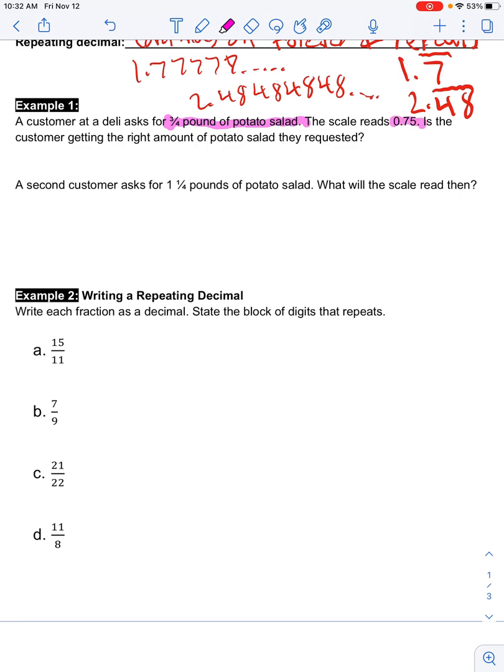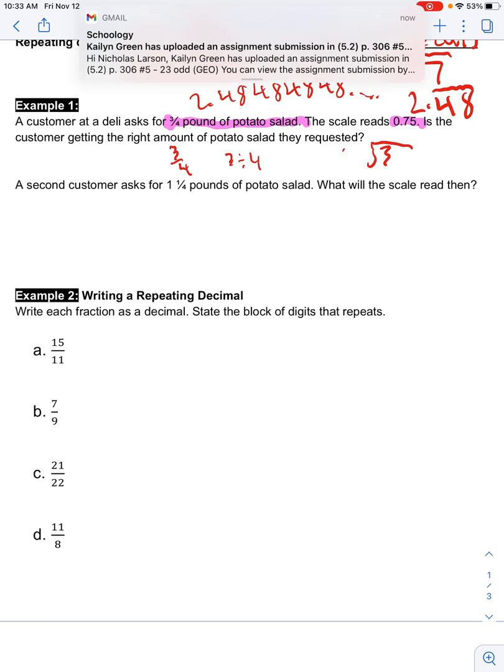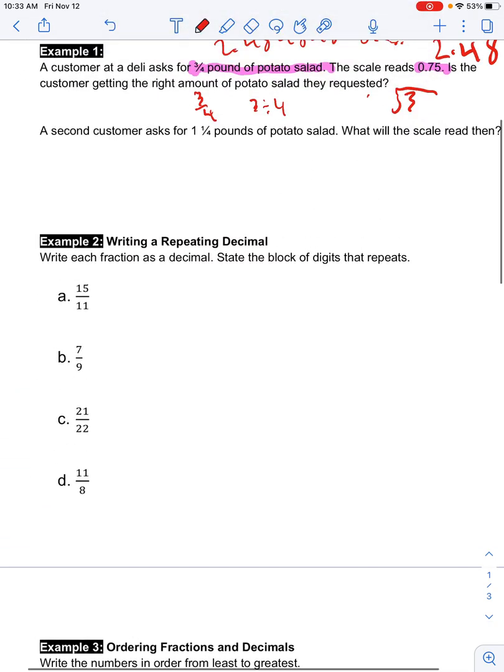A customer at a deli asks for 3/4 pound of potato salad. The scale reads 0.75. Is the customer getting the right amount of potato salad they requested? Well, let's check it out. So 3/4 means 3 divided by 4. So if we set up a division problem, 3 divided by 4, 4 goes into 3 0 times.